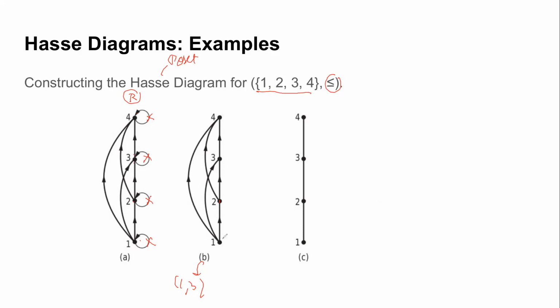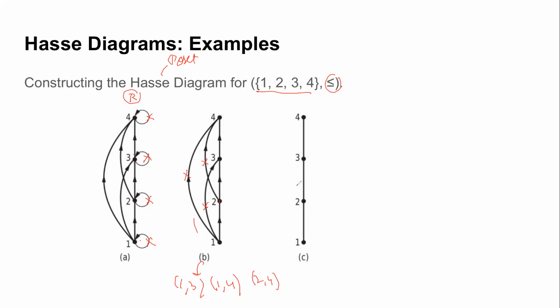Okay, 1, 3, 3, 4, 1, 4. Okay, good. 2, 3 is not a transitive edge, right? 2, 3 is a direct edge. 1, 3 is there, 1, 4 is there. 2, 4 is also there, because we have 2, 3 and 3, 4, so 2, 4. Right, so basically all these edges will be removed.